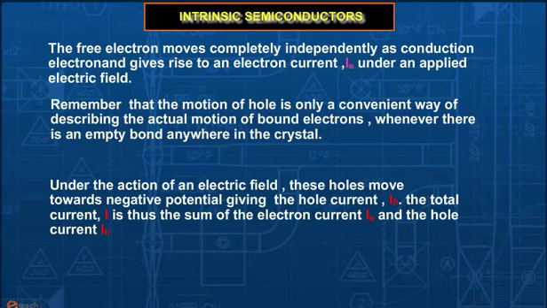The total current, I, is the sum of the electron current and the hole current, that is, I equals IE plus IH.